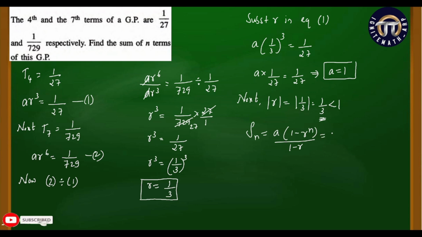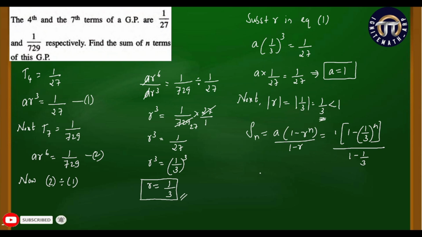So that is going to be 1 into 1 minus what is r? I told you this r to be taken, modulus of r, don't substitute that one. What is actual r? That should be substituted, whether it is plus or minus, whatever it is. So I can write here 1 by 3 to the power of n, upon 1 minus 1 by 3.